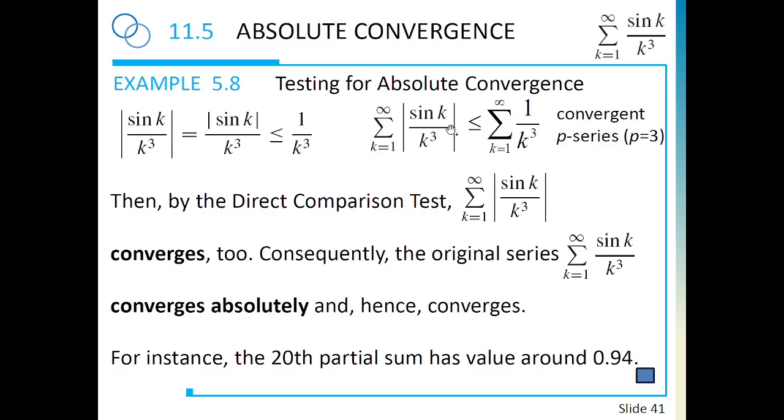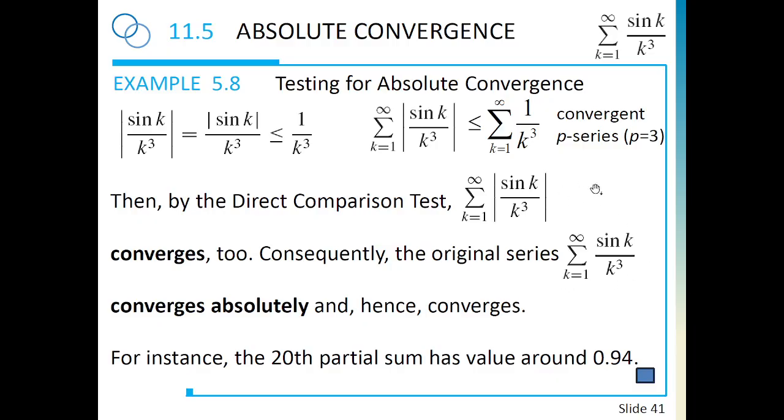So now we will use the direct comparison test. Since this series is smaller than a convergent series, therefore this series here with absolute values is also convergent. What does it mean? Well, it means that our original series is absolutely convergent, therefore it is also convergent. So we remember that if a series is absolutely convergent, it is automatically convergent as well.